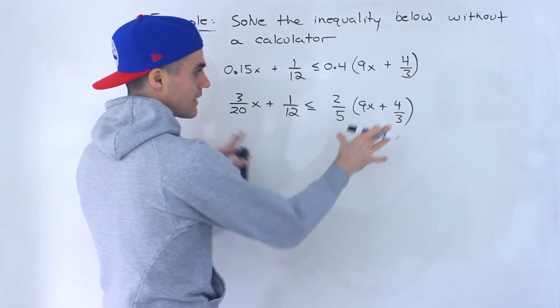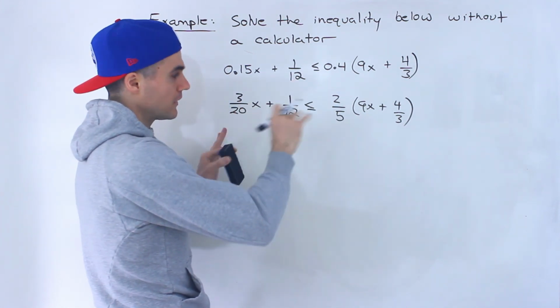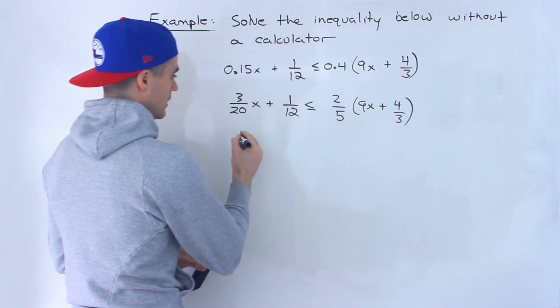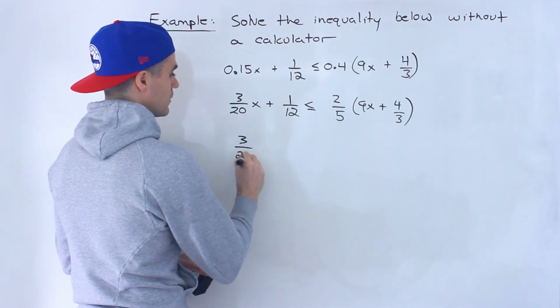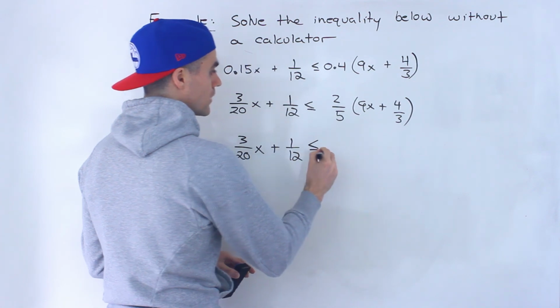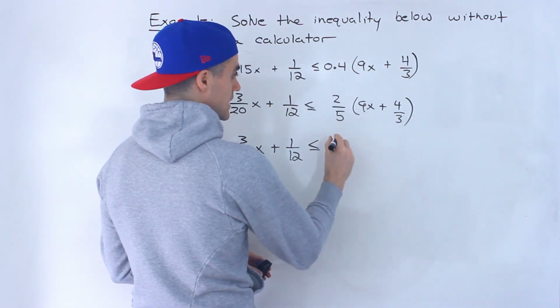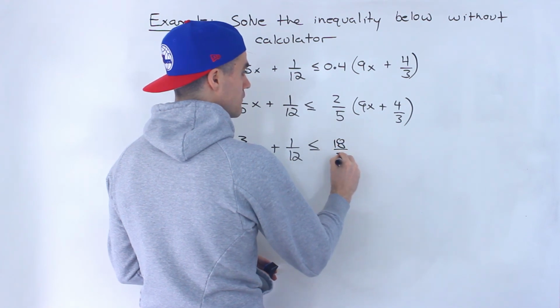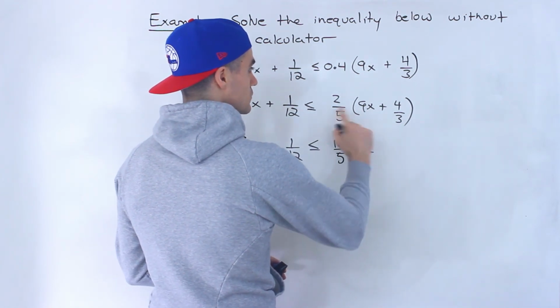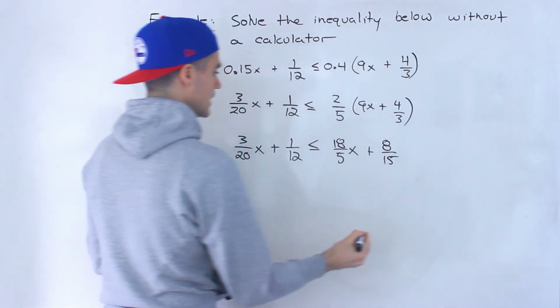So I'm going to actually expand everything and keep everything as fractions. In the example before, we multiplied everything by lowest common denominator. In this one, I'm going to work with just fractions, do it a different way. But you can do it the other way as well. Just make sure you're getting the same answer at the end. So 2 over 5 times 9x gives us 18 over 5x. And then this would be 8 over 15, like that.